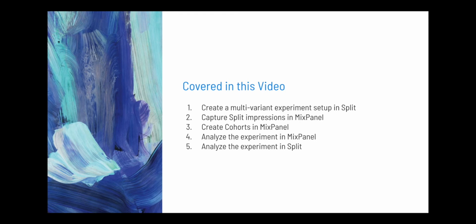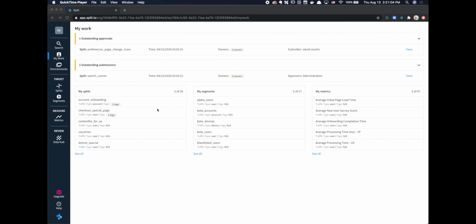With those impressions, we can then set up cohorts in MixPanel and actually analyze an entire experiment, at least a single event or two's worth of it, right in MixPanel. Then we're going to come back to Split to see what the experiment looks like on the Split side, what the difference might be in analyzing between those two. So first, let's look at a multivariate experiment in Split.